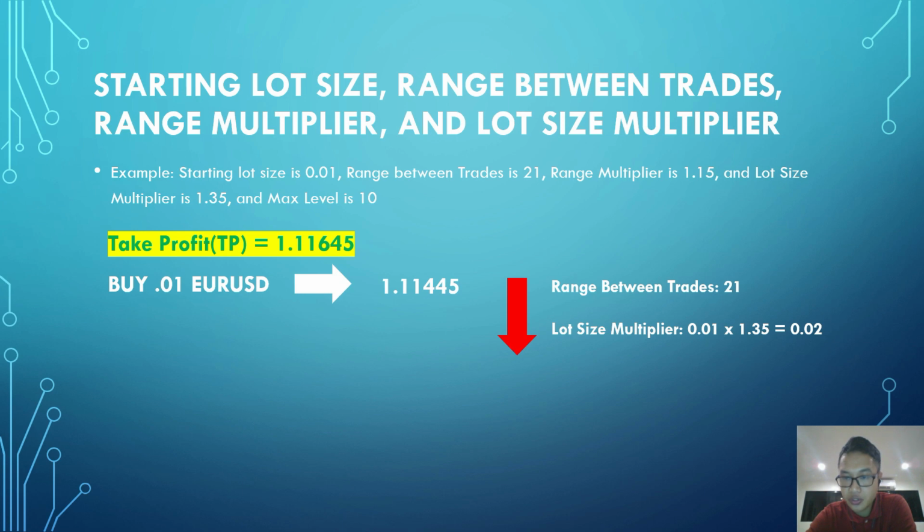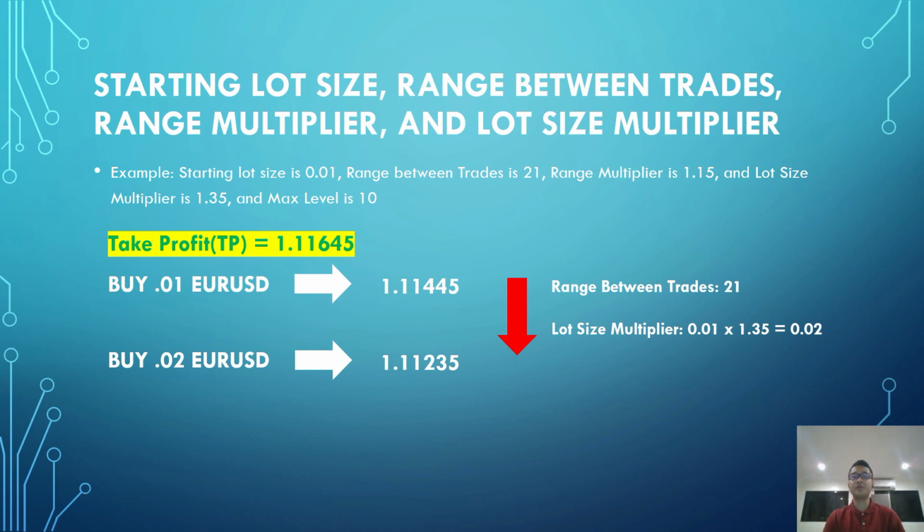So that's 0.02. If you multiply it by the lot size multiplier and it's still 0.01, it will just add another 0.01. So the next order is 0.02 at the price of 21 pips from 1.11445. So that's 1.11235. So the take profit from 1.11645 will also become 1.11505. So it will lower down also. So the idea is cost averaging. So it will cost average.